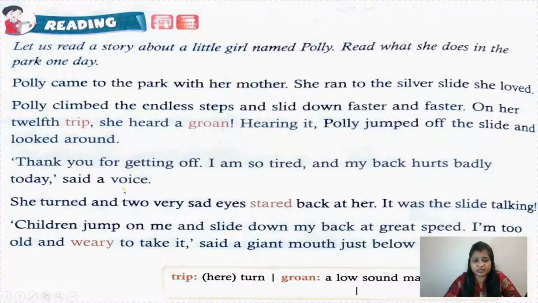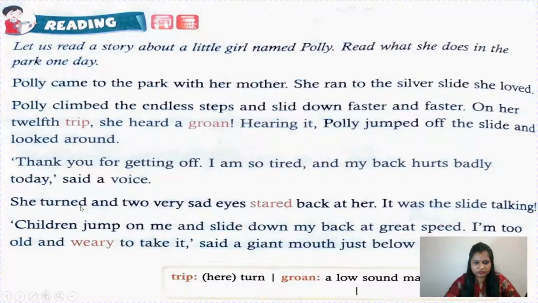Thank you for getting off. I'm so tired and my back hurts badly today, said a voice. Children, do you know who was that voice or who was speaking? Whose voice was that? Who is saying thank you for getting off? And who was so tired and whose back was hurting badly that day? Can you imagine? Let's read and find out.